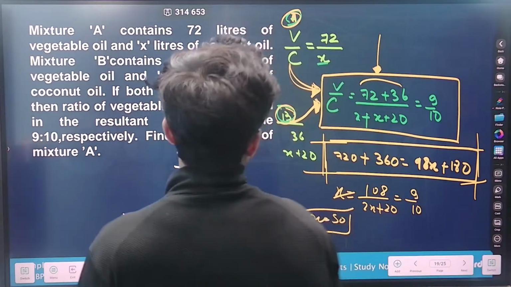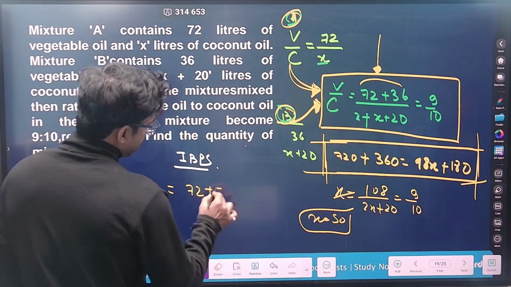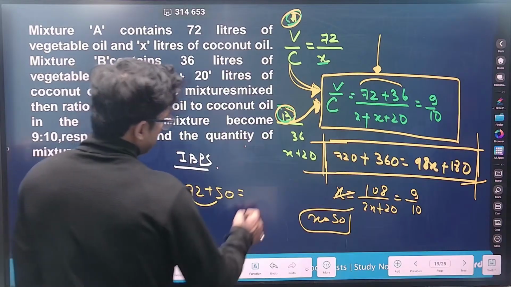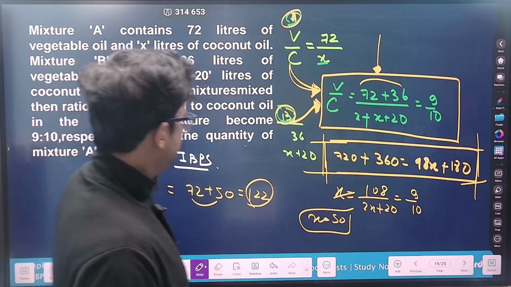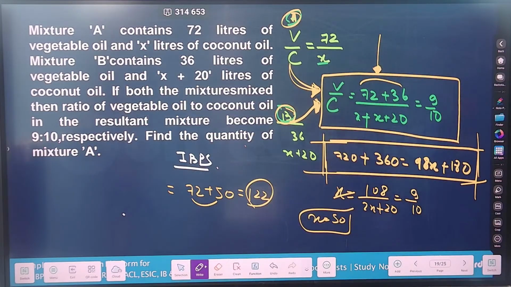Yes. So, the quantity is 72 plus 50, 7 5 12, 122. You got the answer? The answer would be 122.